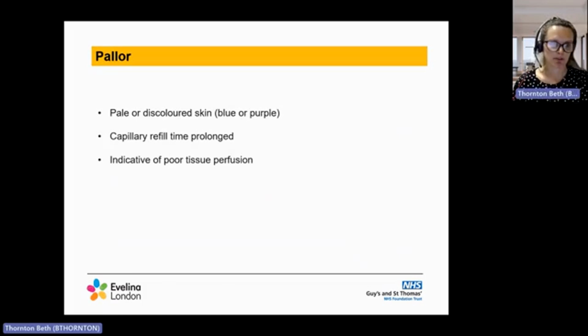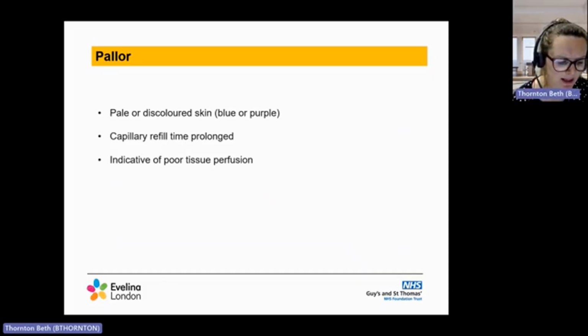Our next P is pallor. So that refers to a pale or discoloured skin, so maybe kind of bluish or purplish. If we're seeing pallor, we would expect to see our capillary refill time is prolonged. So you check your cap refill as well as looking at the colour. And it's indicative of poor tissue perfusion. So again, it's not a sign that we want to see.